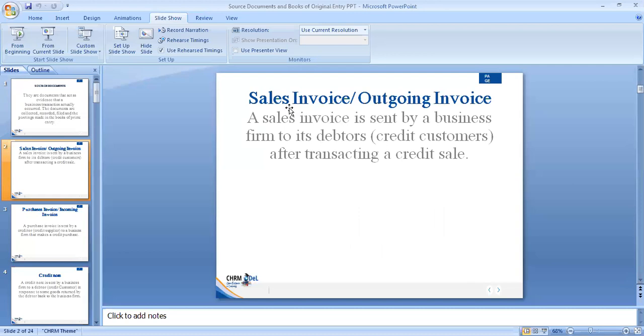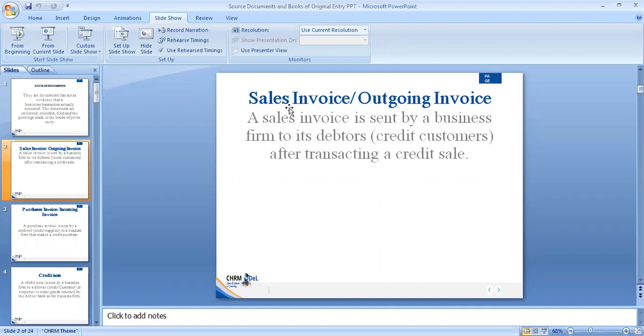A sales invoice is a source document that is normally issued to a customer when that particular customer has bought goods on credit. The moment the goods have been sold to a customer and the customer has accepted that those goods have been received in good condition, then the business will issue that particular customer with what we call an invoice. And the invoice that is normally issued by the business as a result of credit sales is what we call a sales invoice.